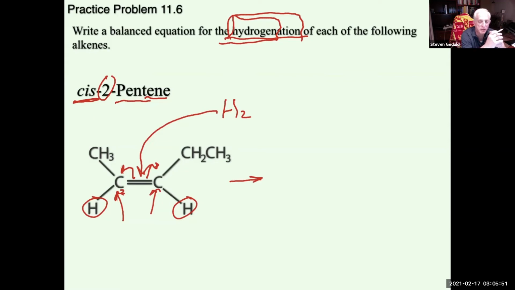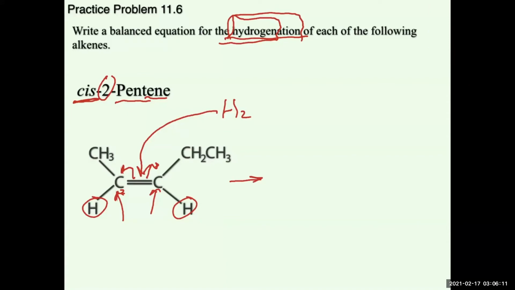It's a trick question. Do you think the product's going to be cis or trans? Neither? Perfect. You said neither, right? Exactly right. It can't be because it's going to be a single bond.